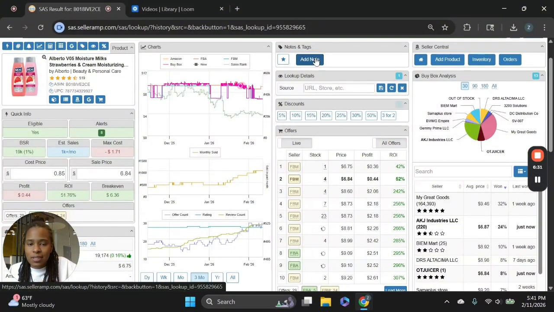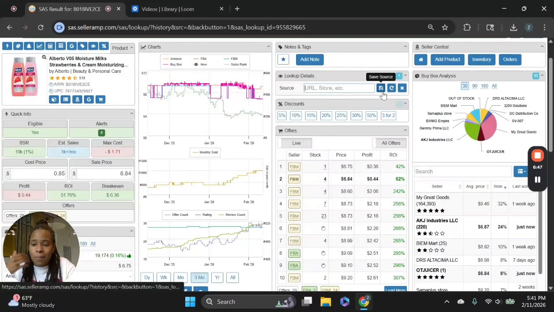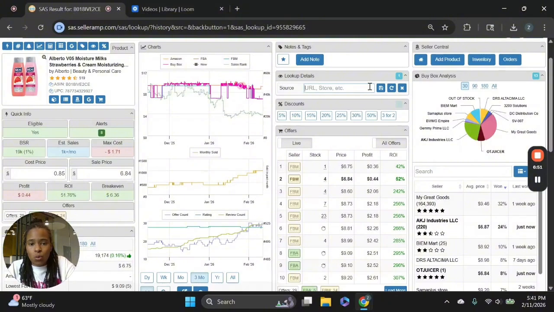It says notes and tags. If I ever wanted to add a note about this product, like maybe how much it costs, where I'm getting it at, my coupons, whatever the case may be, I can add a note, save it, and then go back to it. Same thing with the lookup details. Let's say I'm doing online arbitrage and I found this product at Walmart. I can go in here, type the URL, and I can save it. And now when I come back to this product, I will automatically know where I'm finding the product at because I have the source saved.